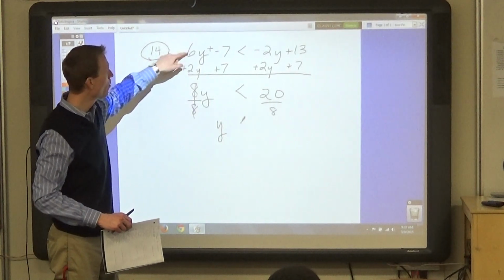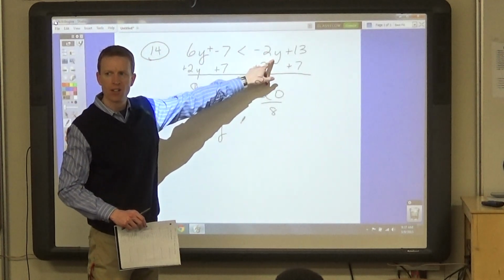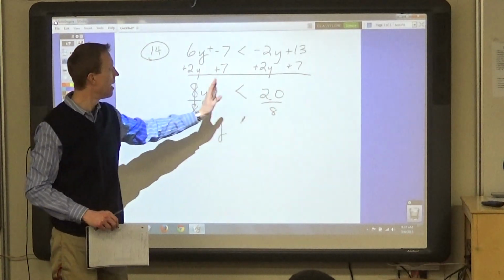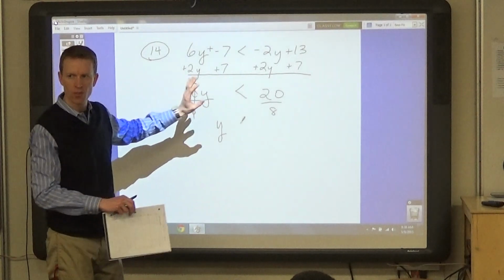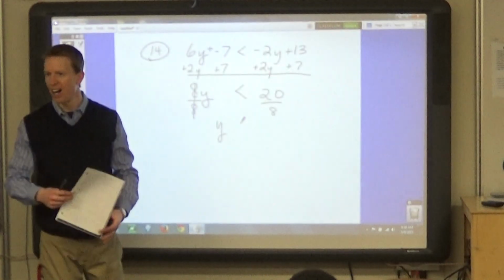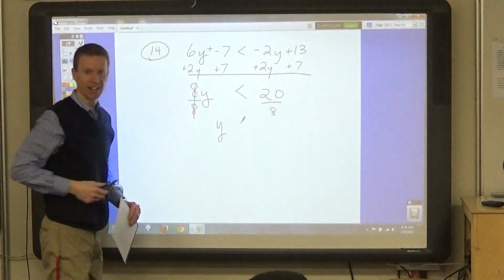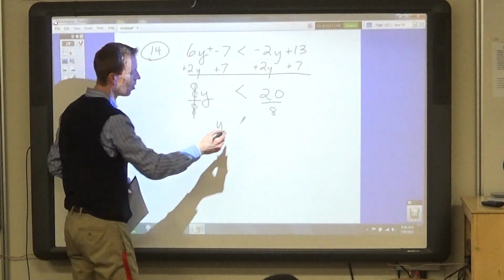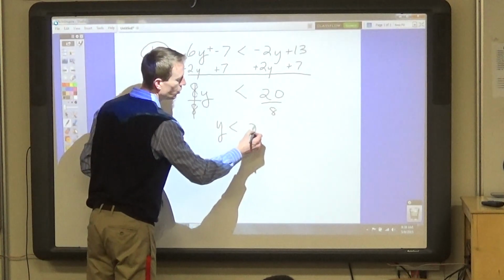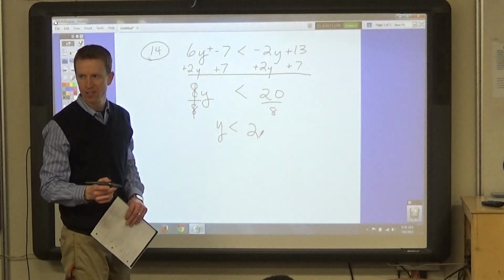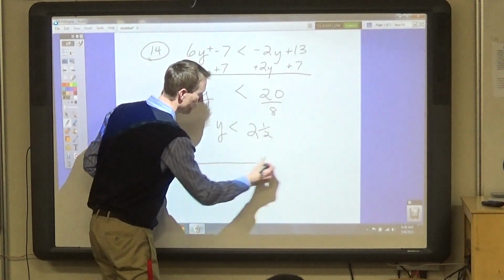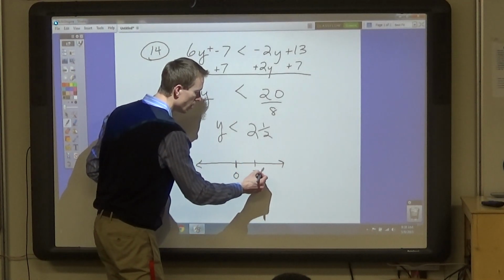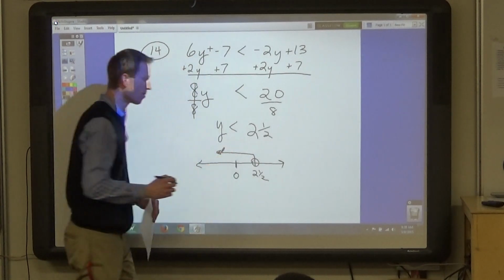Now, what if we got rid of the 6y's and put them over here? Then would we need to reverse the sign? Yeah, because then we'd have -8y's on this side and -20 over here. And then we would have to reverse the sign. You see why? Because the variable would be on the other side. If the variable's on the other side, we'd have to reverse the sign to make it true, wouldn't we? So y is less than 2 and 1/2, or 2.5. Okay? That's why I wanted to show you that question. Y is less than 2 and 1/2. Any questions on that one?